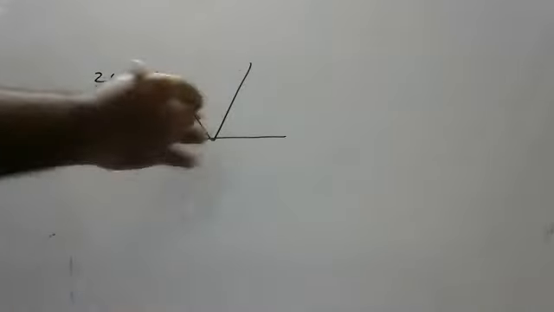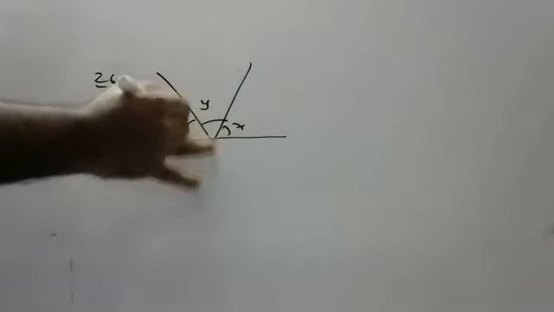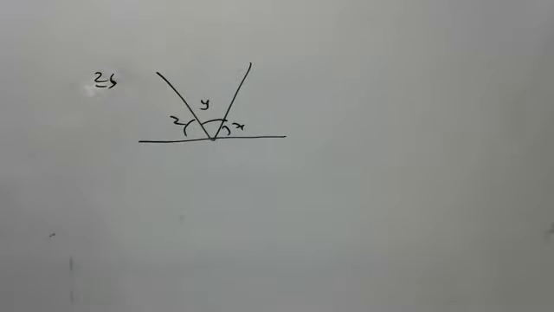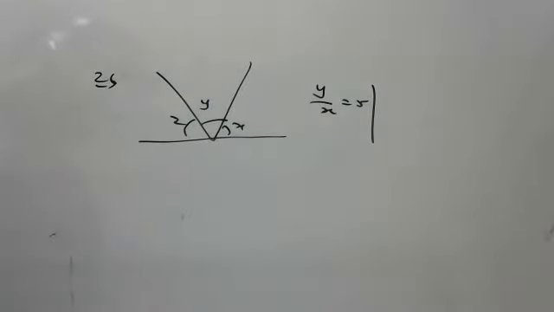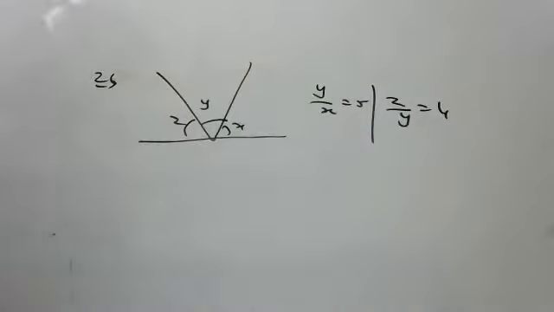One is x, one is y, one is z. He said that y by x is equal to 5, and z by y is equal to 4. And find the value of x. x is how much?